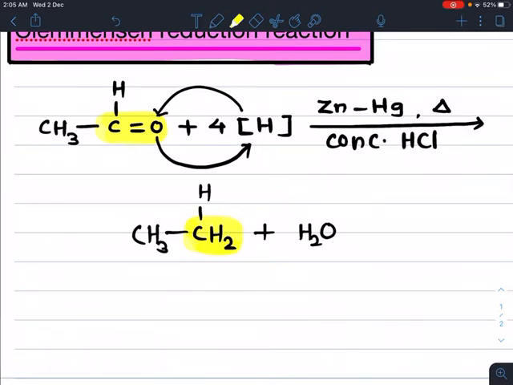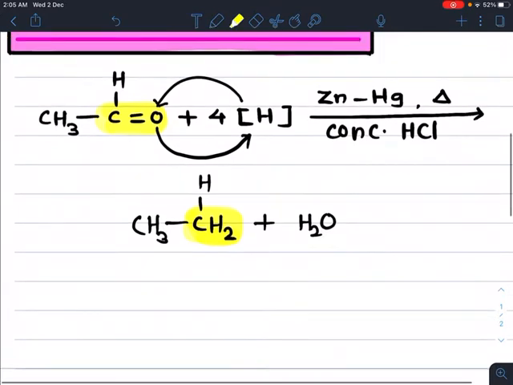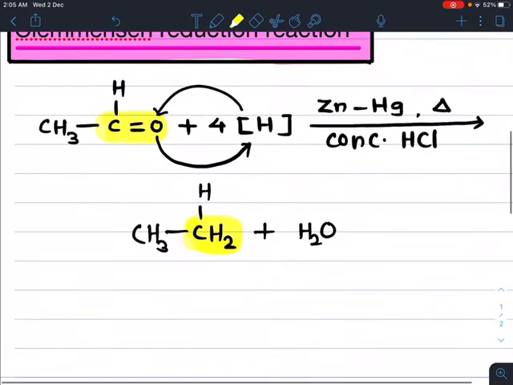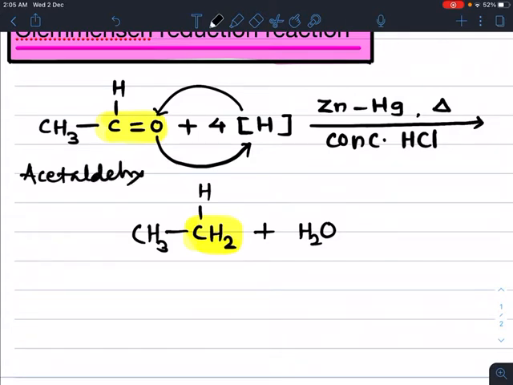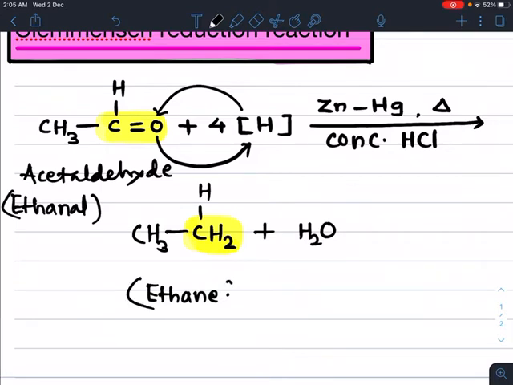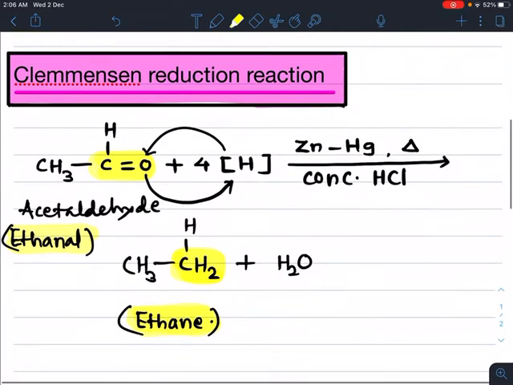So the CO group, meaning the carbonyl group, is converted into a methylene group and we get a completely reduced product. This is acetaldehyde. Acetaldehyde is converted into its corresponding 2 carbon containing alkane, and the name of this alkane is ethane. So the 2 carbon aldehyde is finally converted into a 2 carbon alkane, and this reaction is called Clemmensen reduction reaction.